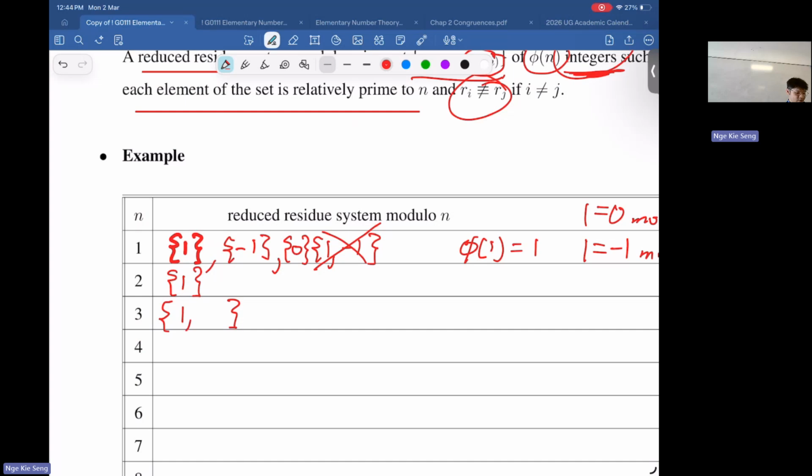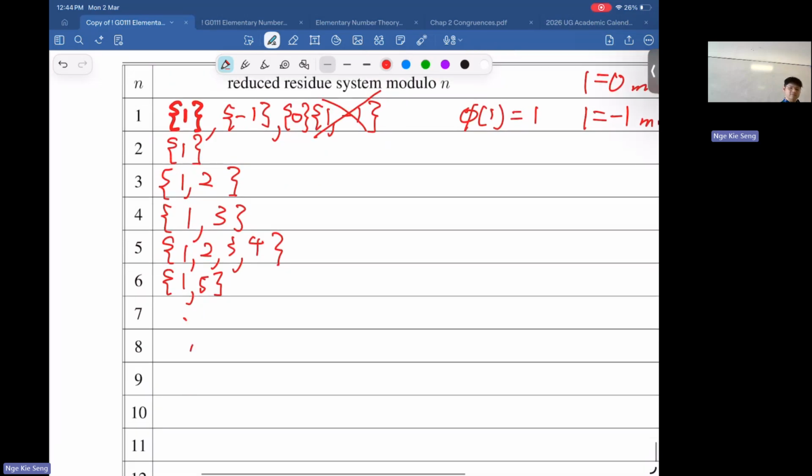Sorry, 1 and 2. Okay, 1 and 2. Okay. And how about 4? 1 and 3. Okay, good. And then 5? 1 and 2 and 3 and 4. Okay. And then 6? 1, 5. Good. Okay, and so on.